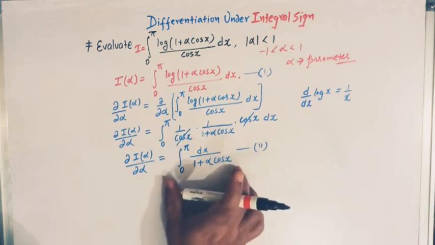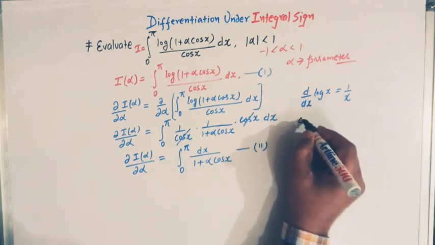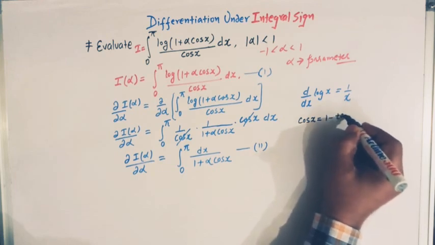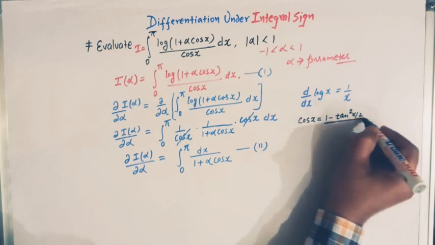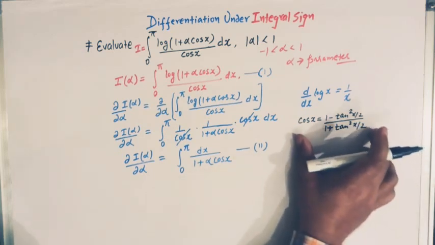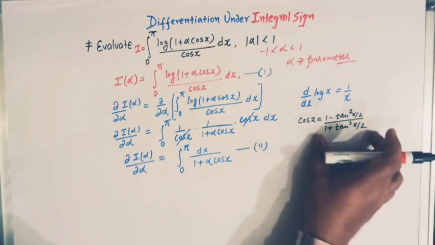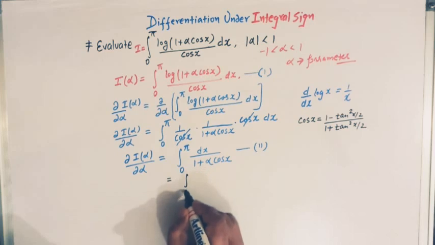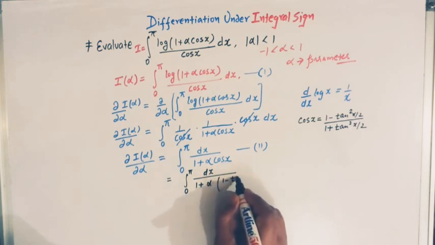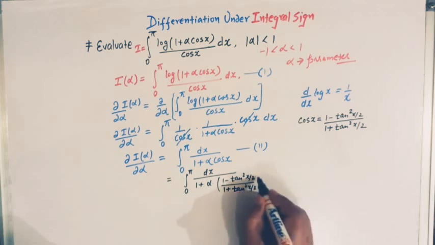Now here in order to integrate this function, let us apply the formula for cos x in terms of tan of x by 2. So cos x can be written as (1 minus tan square x over 2) divided by (1 plus tan square x over 2), right? So we'll make use of this formula, and let us substitute this expression over here. So we have the integral from 0 to pi dx over 1 plus alpha times (1 minus tan square x over 2) divided by (1 plus tan square x over 2), right?